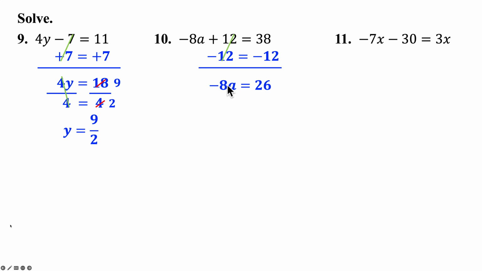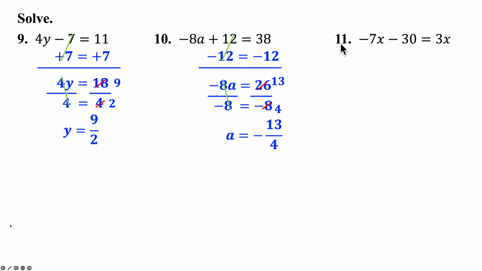Next, multiplication of negative 8. We need to get rid of that. So to undo that, we're going to divide by negative 8. So reduce 26 over 8 to be 13 over 4. My answer is negative 13/4. So again, store that for x or whatever variable you want to use. Type in the left side, make sure it's equal to 38.